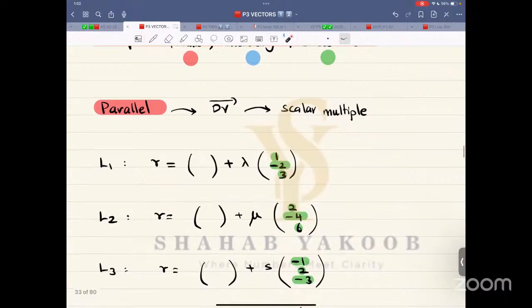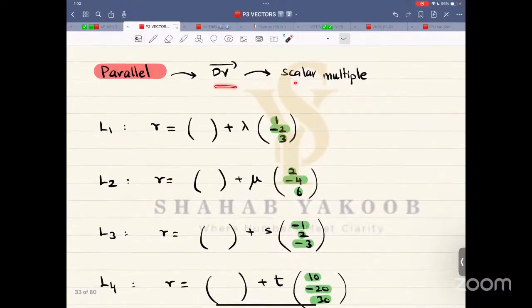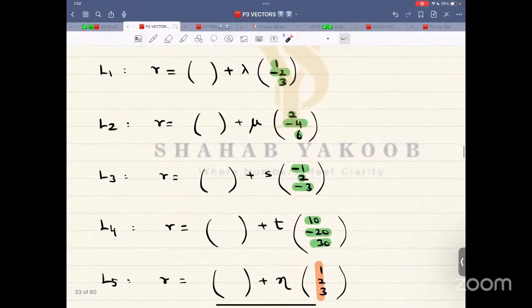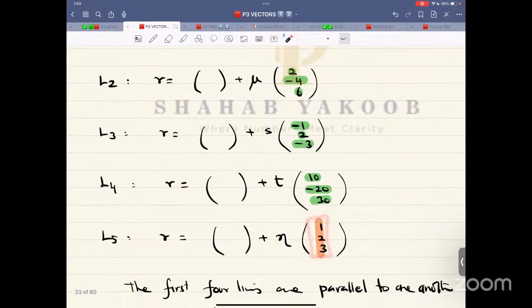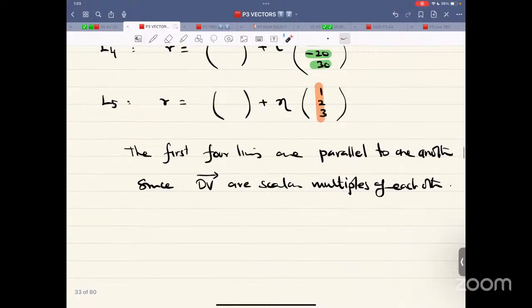Parallel, intersecting, and skew lines. If two lines are parallel, the direction vectors are scalar multiple of one another. 1, negative 2, 3. Double it, 2, negative 4, and 6. Multiply the original by negative 1, negative 1, 2, and negative 3. Multiply the original by 10, 10, negative 20, 30. This is not. So the first four lines are parallel, the fifth one is not.